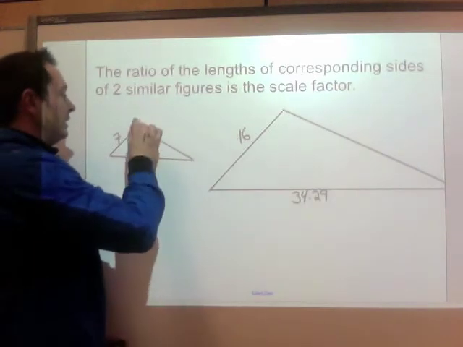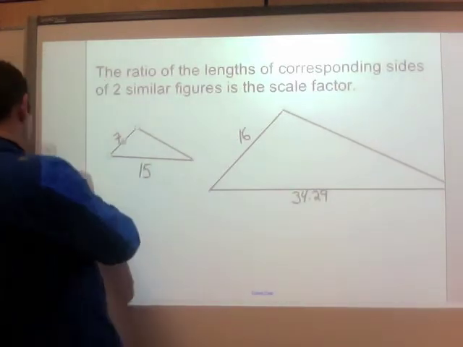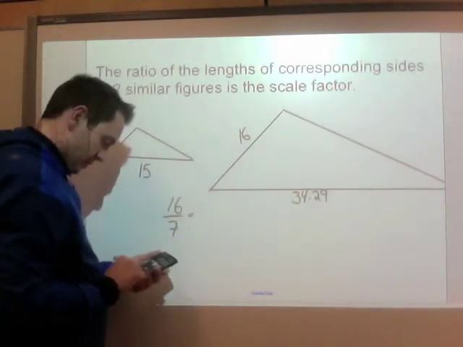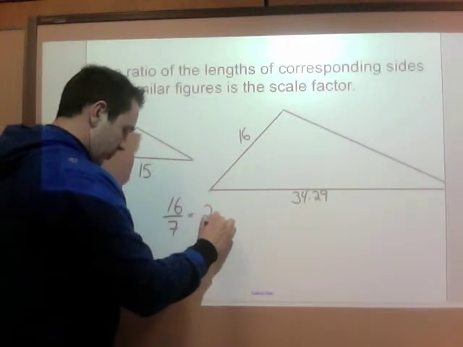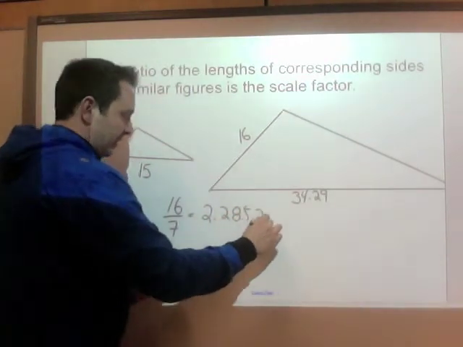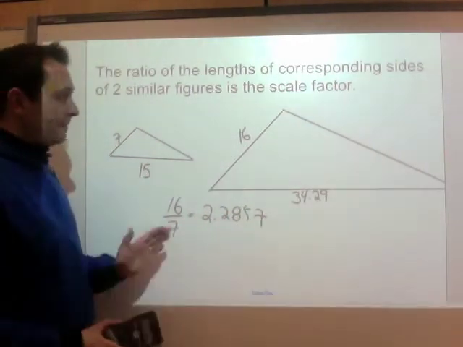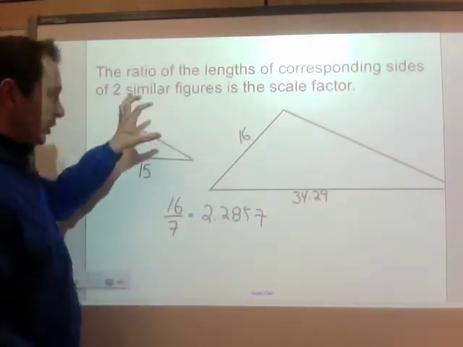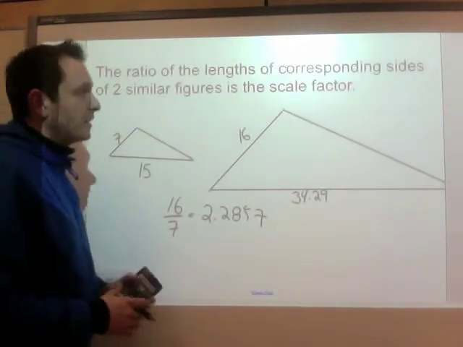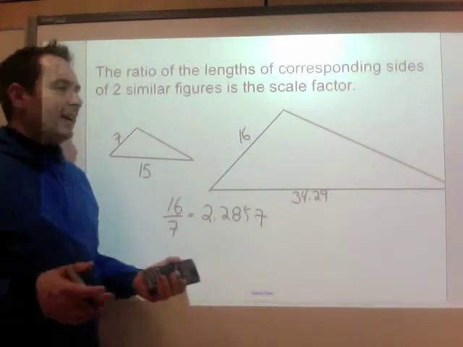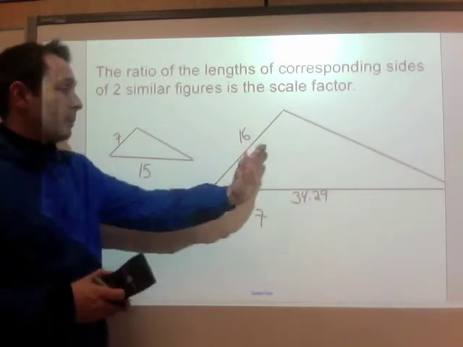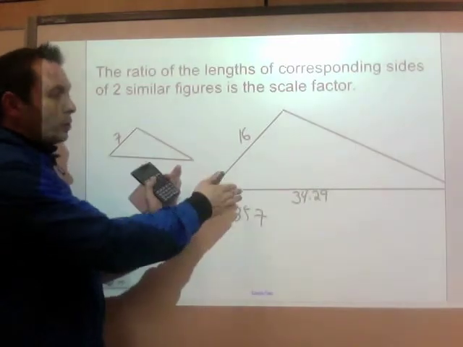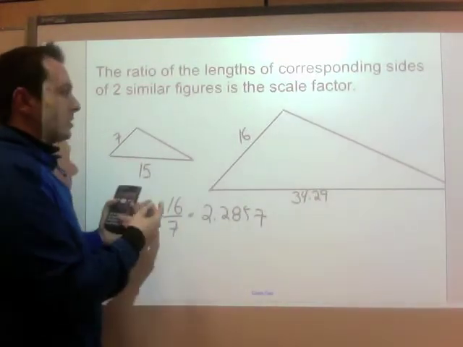So 16 divided by 7 equals 2.2857, and there's some more decimals. So the scale factor is, this one is 2.2857 times larger than this one. So scale factor is just how much bigger it is. Okay. It can also be how much smaller it is. For example, we'd be going back this way. But make sure the scale factor is just how the corresponding sides' lengths are related.